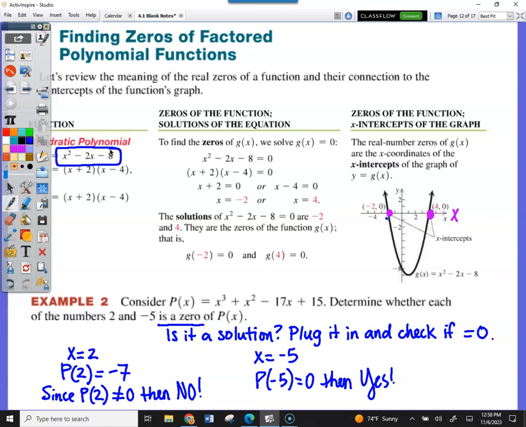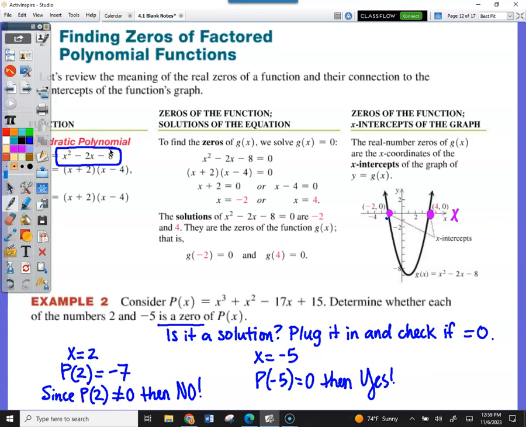This example right here is saying, hey, here's a polynomial. Determine if 2 and negative 5 is a 0. They're saying determine if 2 and negative 5 are solutions. To check if it's a solution, you just plug it in and it has to equal 0. If it does not equal 0, it's not a 0. So use the word to remind you of what to do there. I plugged in 2 and I got negative 7, which means no, it's not a 0. I plugged in negative 5 and I got 0, so yes.